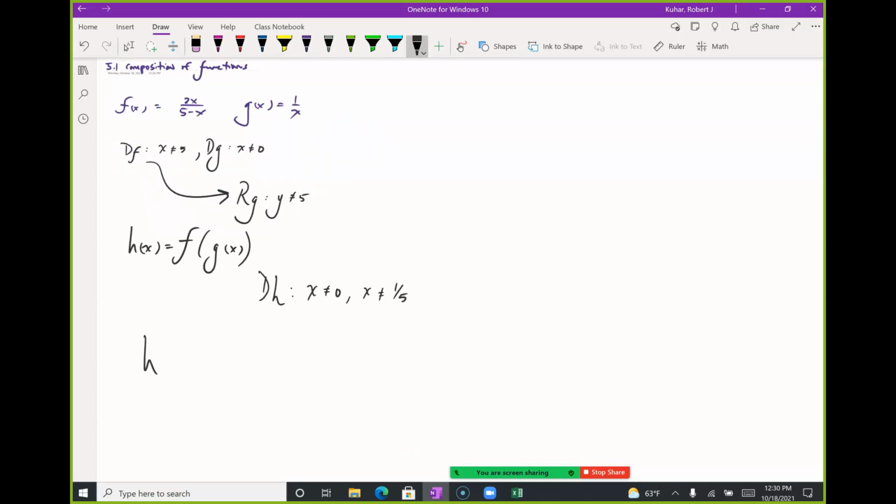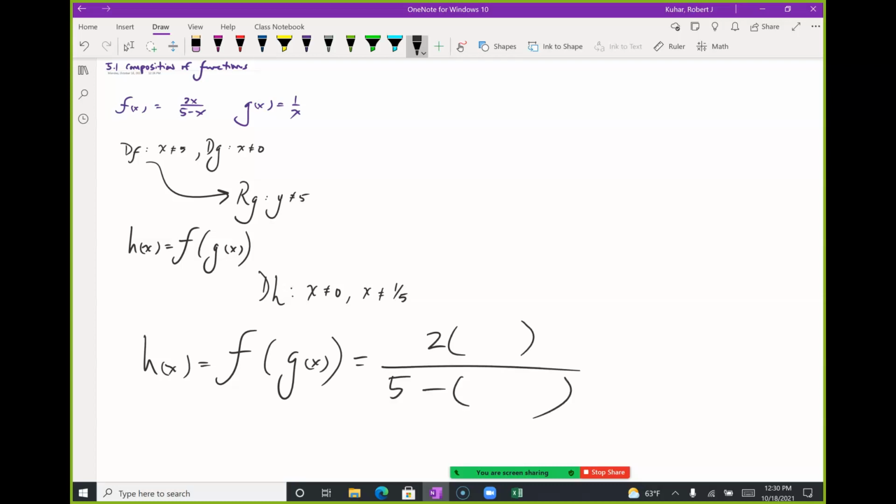Let's find h of x, which is f composed of g of x. And watch what I do. I'm going to write the outside function f with empty parens. And what am I putting into those parens? I'm putting in the function g, 1 over x. So I get 2 over x over 5 minus 1 over x. And I have something called a complex fraction.